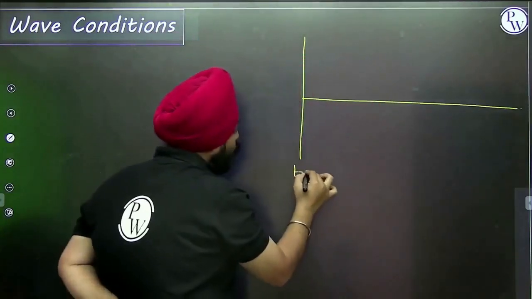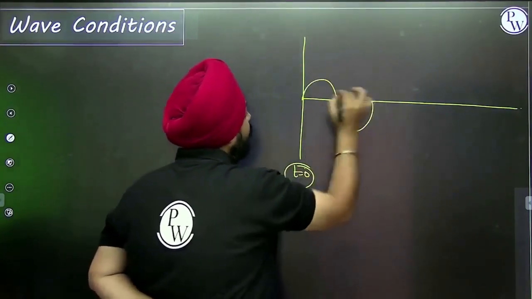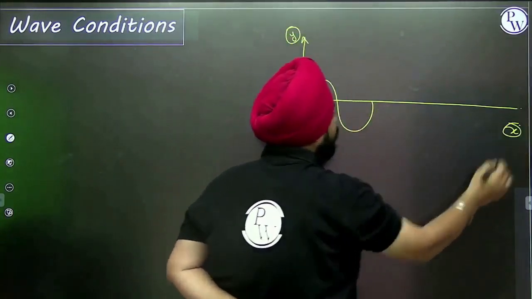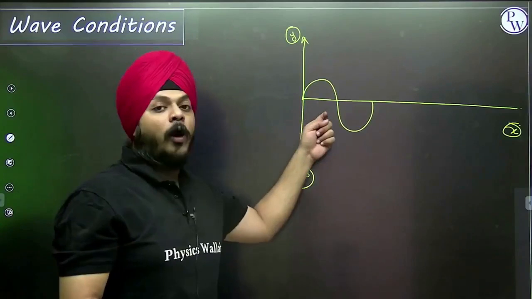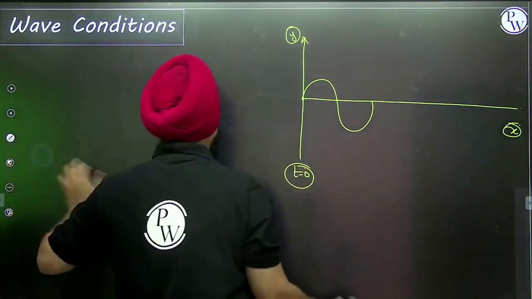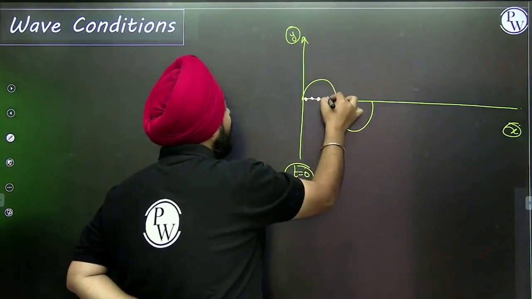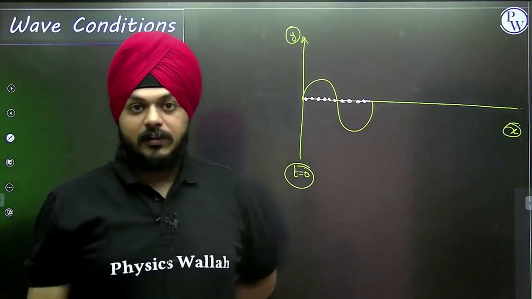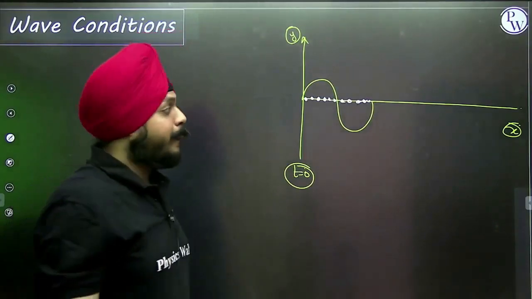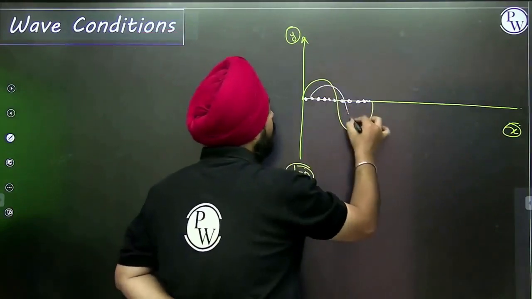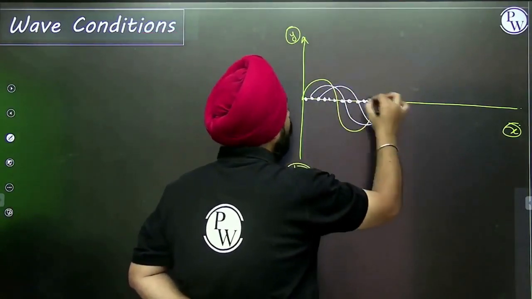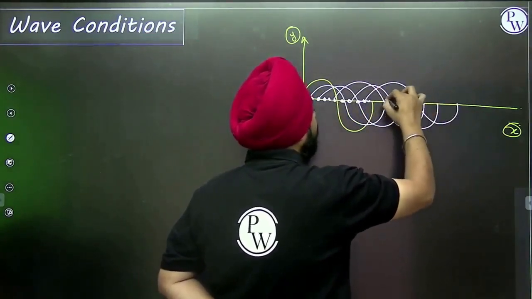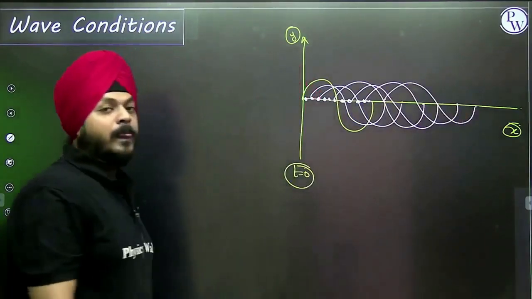Suppose at t equal to 0, one wave is formed. This is the y-axis, this is the x-axis. I told you the reason behind it. Why is a wave formed? Because the particles at different positions are oscillating at different time instants, and the wave shape is formed because of this energy transfer. Now, after some time, this is getting propagated, you can see, this way.